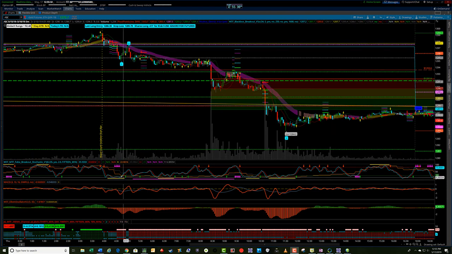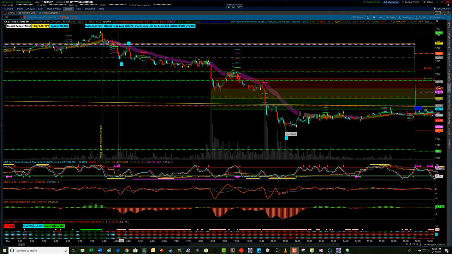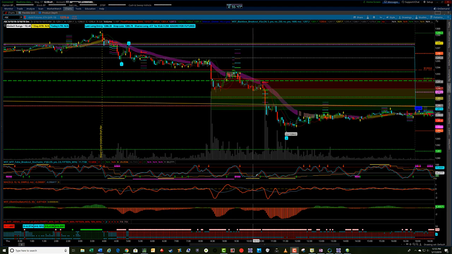And we had multiple 3-minute, this is a 3-minute chart. So the 3-minute stochastic was showing false breakout bars on the bottom, again showing very negative bearish trend.